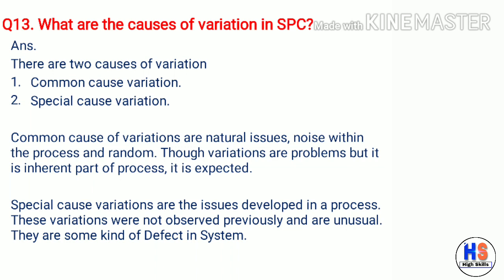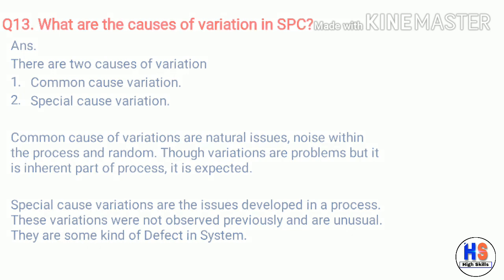And what is special cause variation? Special cause variations are issues developed in the process. These variations were not observed previously and are unusual. They are some kind of defect in the system.